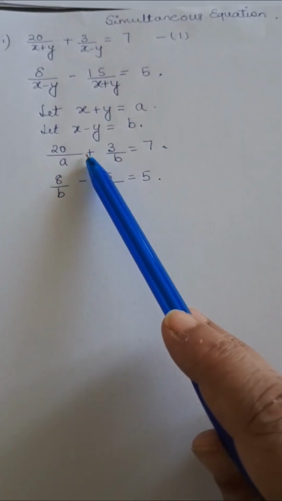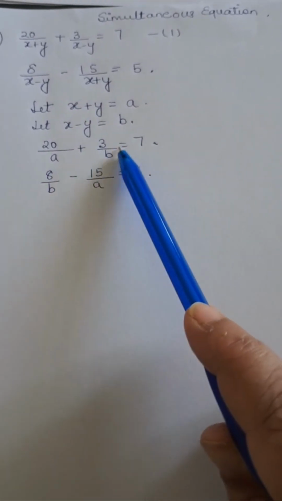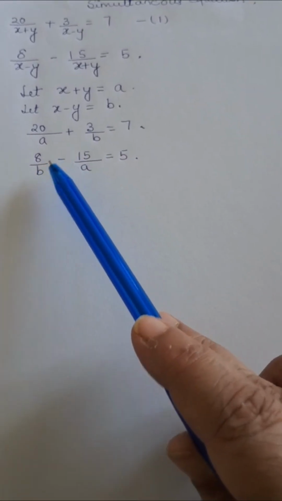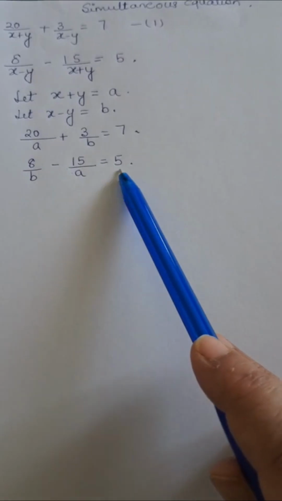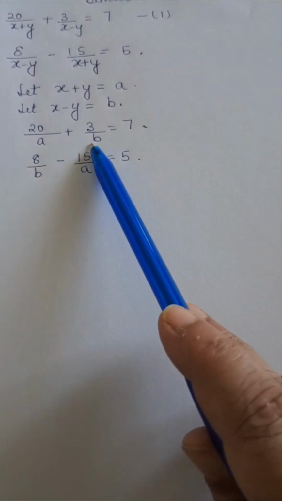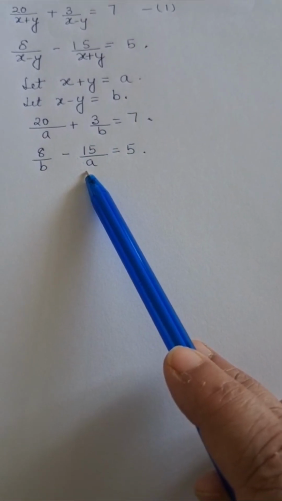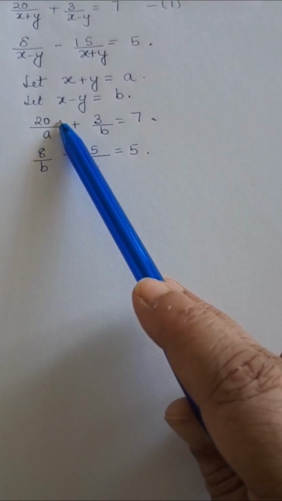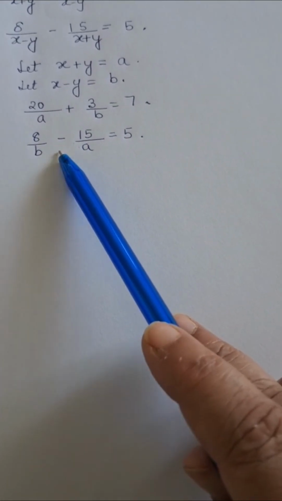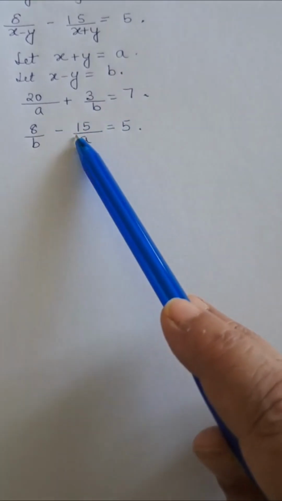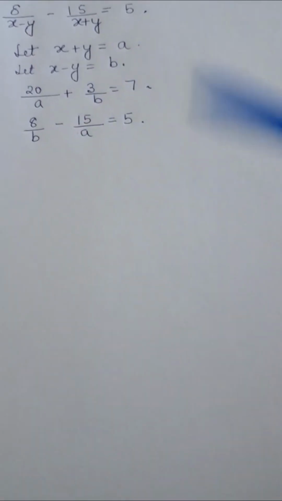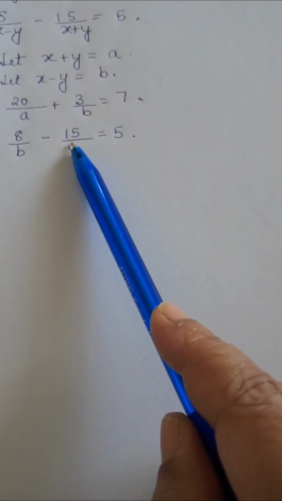So the equations turn out to be 20 by a plus 3 by b is equal to 7, and the second equation turns out to be 8 by b minus 15 by a is equal to 5. Now we can see that a and b are the denominators in both equations and the numerators are 20 and 15. So we will make the numerator of any one of the variables the same. Here we can make the numerator of a the same, or the numerator of b the same. I am making the numerator of a the same.